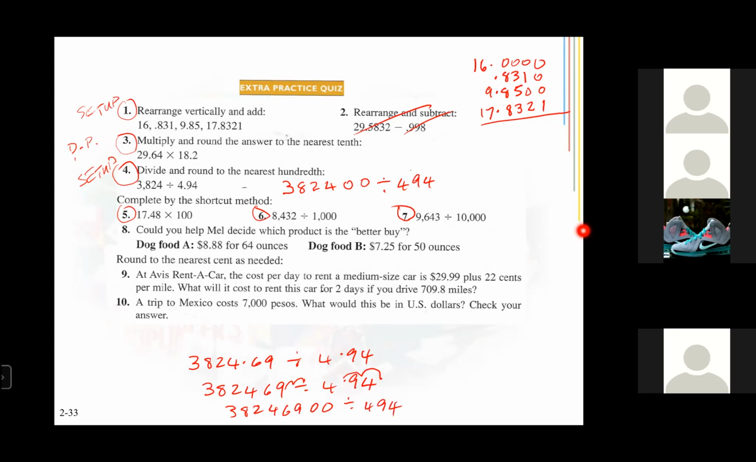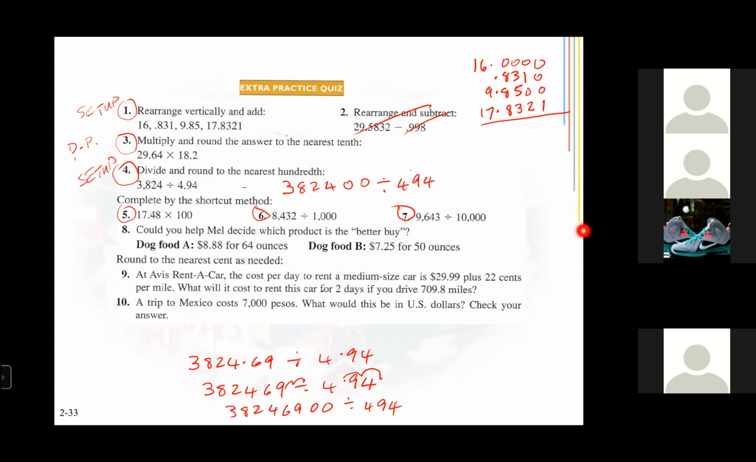So remember, the decimal point will be after the rightmost digit. The rightmost digit there is the 4. Since you didn't see any decimal point, that means the decimal point is after the 4. So if you have to move 2 places to the right, you're going to add zeros to hold the place.